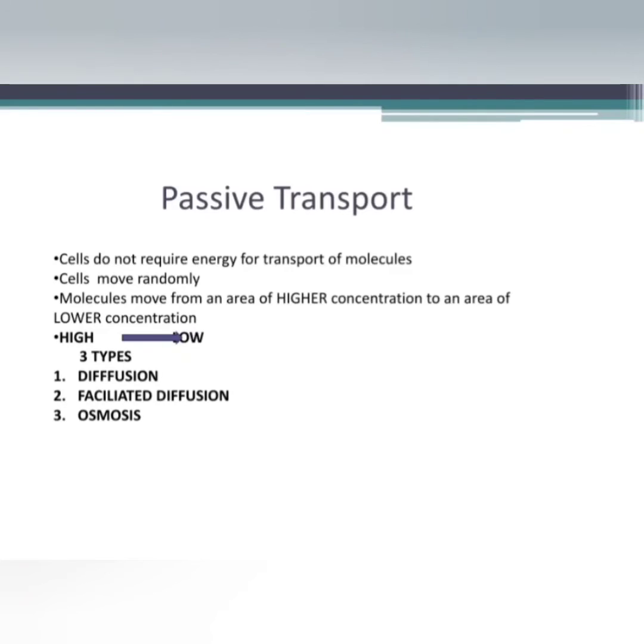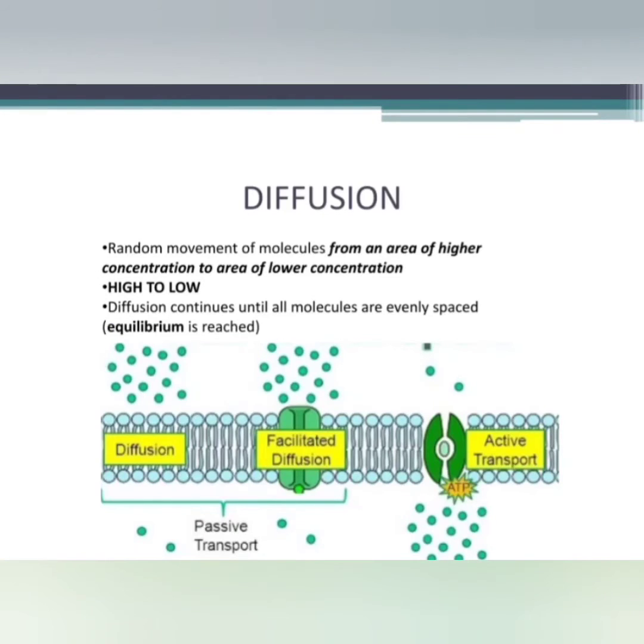There are three types of passive transport: diffusion, facilitated diffusion, and osmosis. We'll start with diffusion. Diffusion is the movement of molecules from an area of higher concentration to an area of lower concentration, high to low. Diffusion continues until all molecules are evenly spaced, until equilibrium is reached.